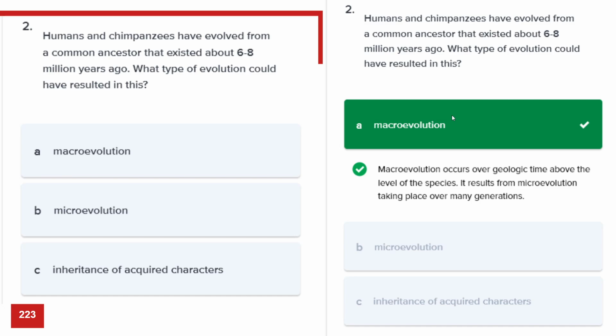Humans and chimpanzees have evolved from a common ancestor about 6 to 8 million years ago. What type of evolution could result from this? This one's going to be macroevolution, which occurs over geologic time above the level of species. This basically results from microevolution over many, many, many generations.